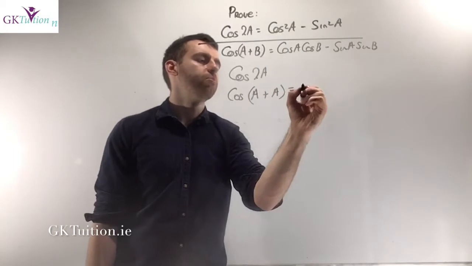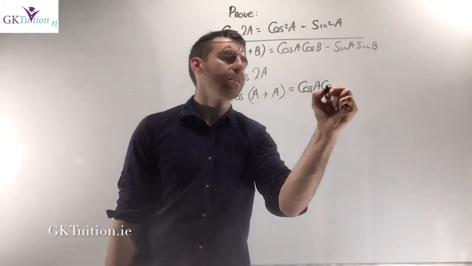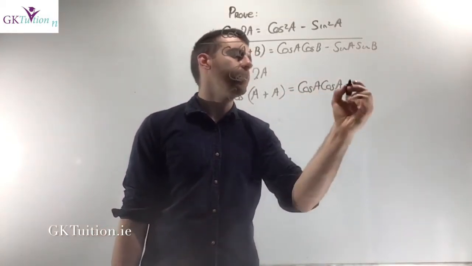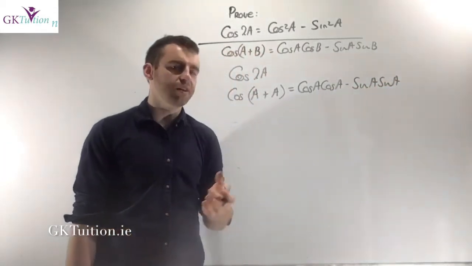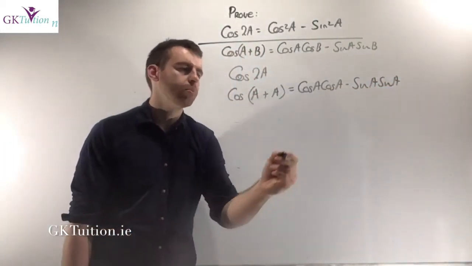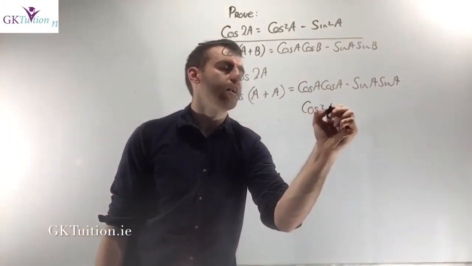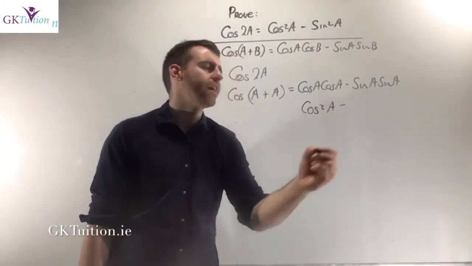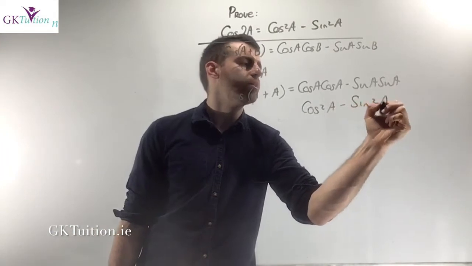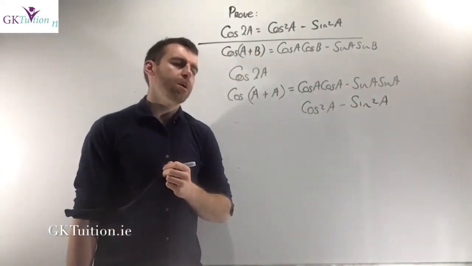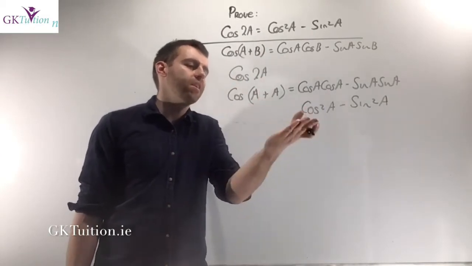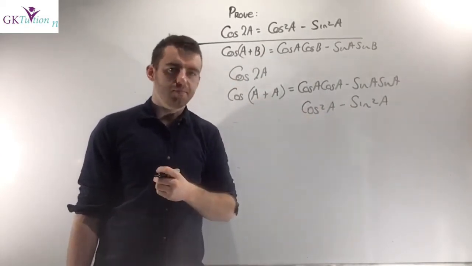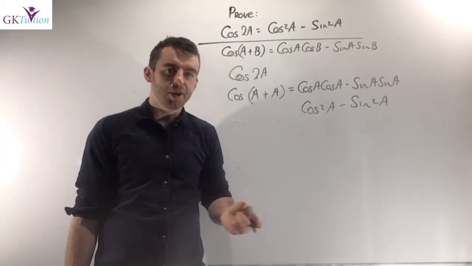So cos a cos b will become cos a cos a. Minus sine a sine b will become minus sine a sine a. Now obviously cos a and cos a are the same thing, so when I multiply them by each other, I'll get cos squared a. Sine a and sine a are the same thing, so I multiply them by each other, I'll get sine squared a. So I started off with cos 2a, and I'm after proving that that is equal to cos squared a minus sine squared a. So that proof number 6 is quite straightforward.